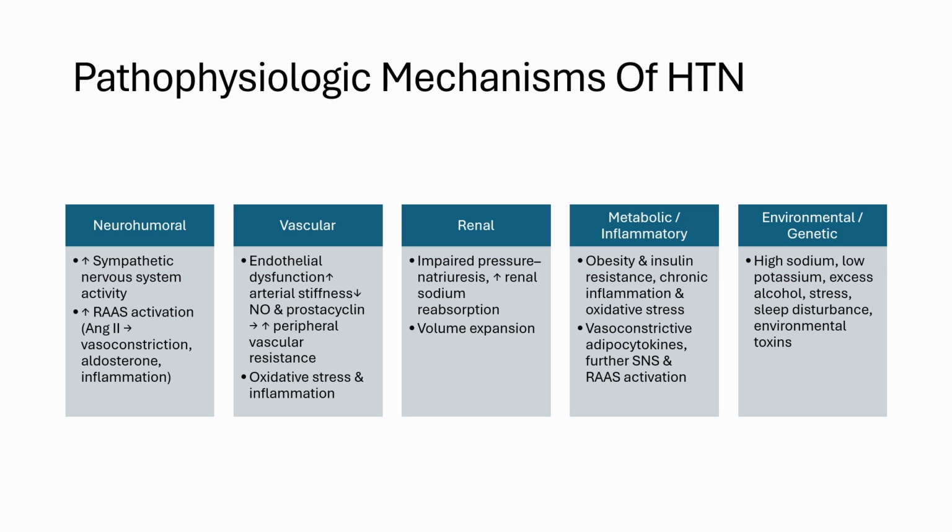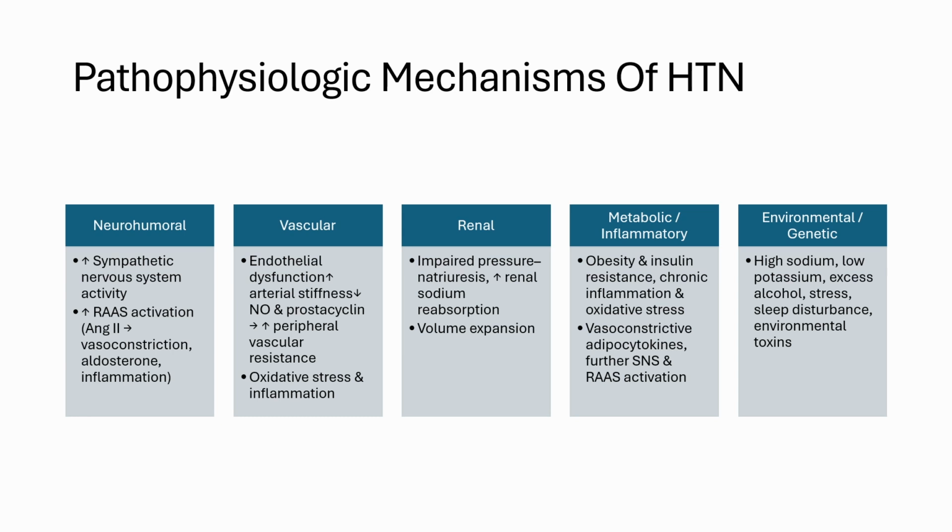The kidneys play a vital role in blood pressure regulation. Impairment of pressure natriuresis leads to increased sodium reabsorption, volume expansion, and elevated blood pressure. Metabolic and inflammatory factors also contribute to the development of hypertension. Obesity and insulin resistance create a state of chronic low-grade inflammation, oxidative stress, and increased production of vasoconstricting adipocytokines, which impact the RAS pathway.